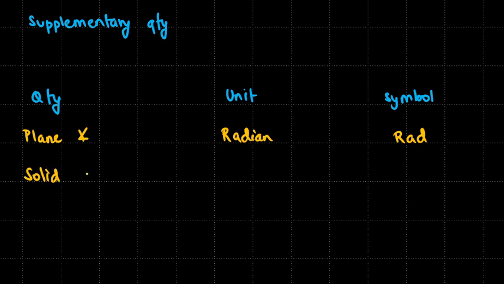Another one is solid angle. Its unit is steradian, and its symbol is sr. The R in radian can be small or capital, depending on the teacher, but it is mostly written as small rad. Now let's talk about supplementary quantities, because it might not be quite clear what they are.